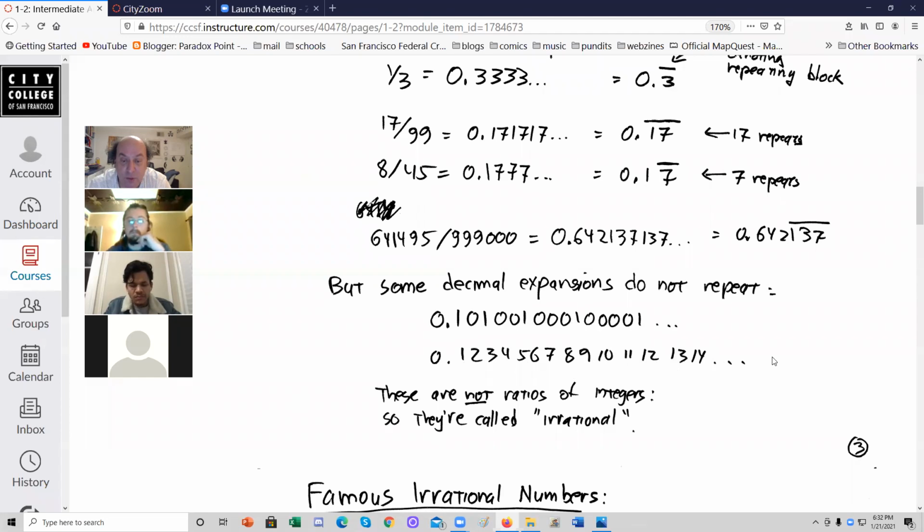So they're called irrational. This is another case of mathematicians giving some perfectly innocuous mathematical concept an insulting name because they're a bit scared of it.